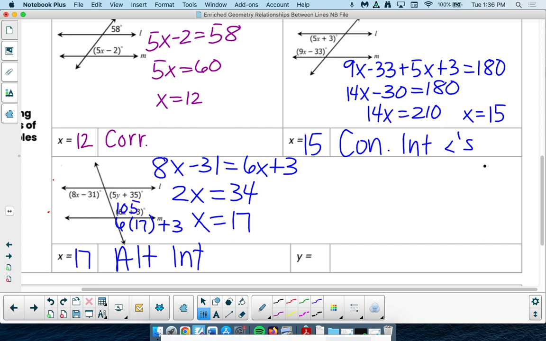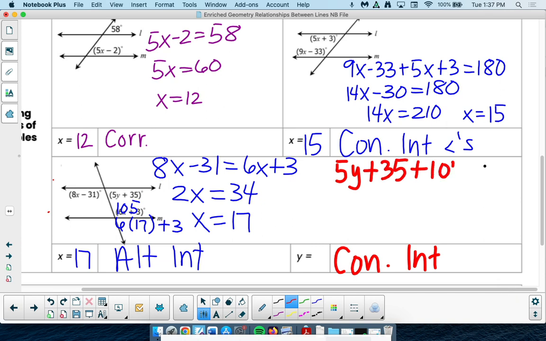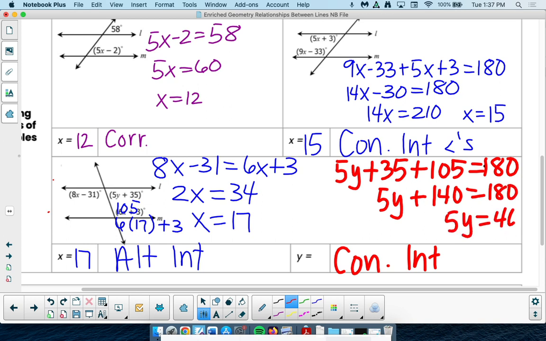105? So now what do you know about these two? Consecutive interior. So do they equal each other or add to 180? 180. Good. Y equals 8. Should be. You guys okay with that?